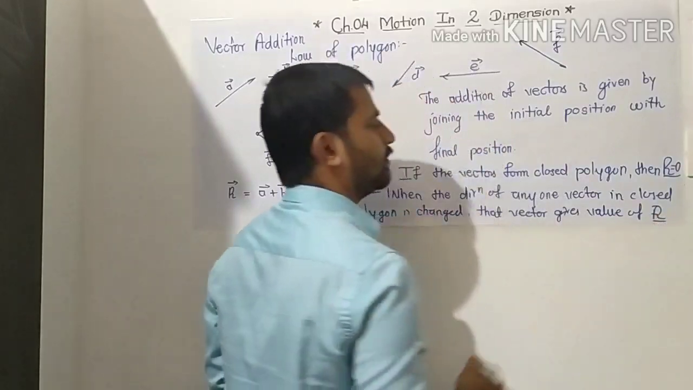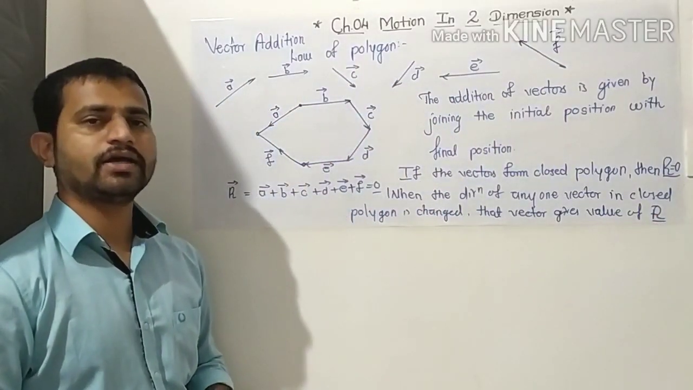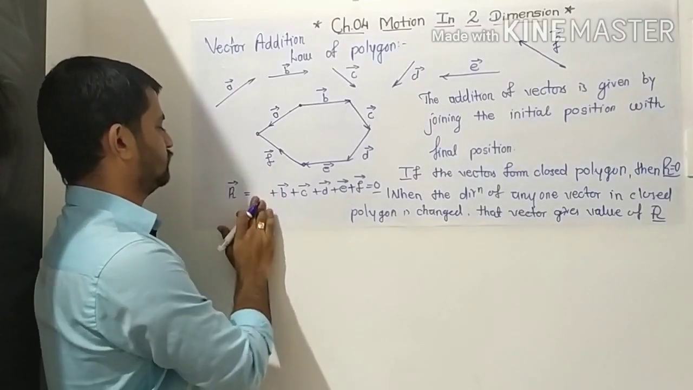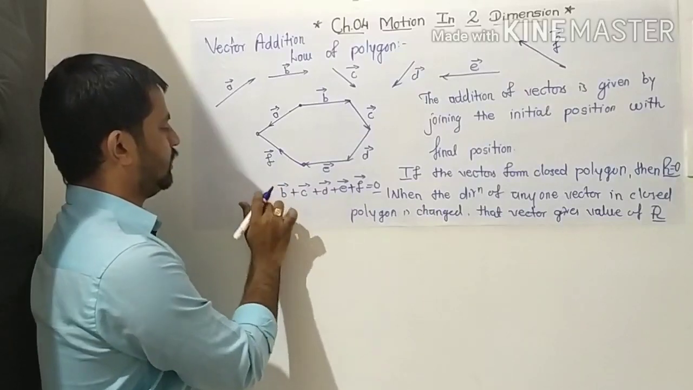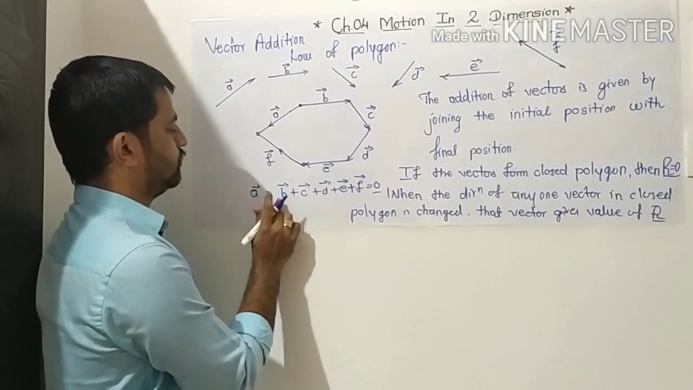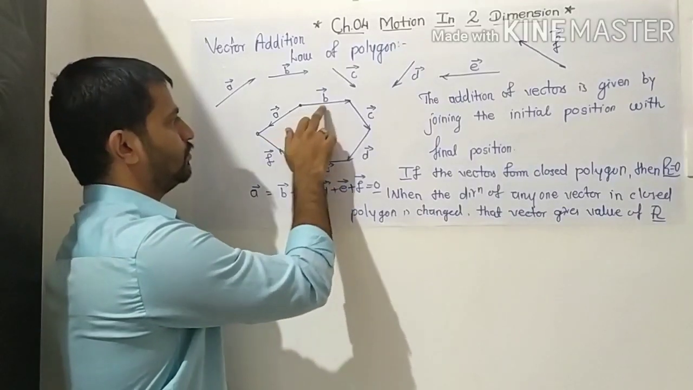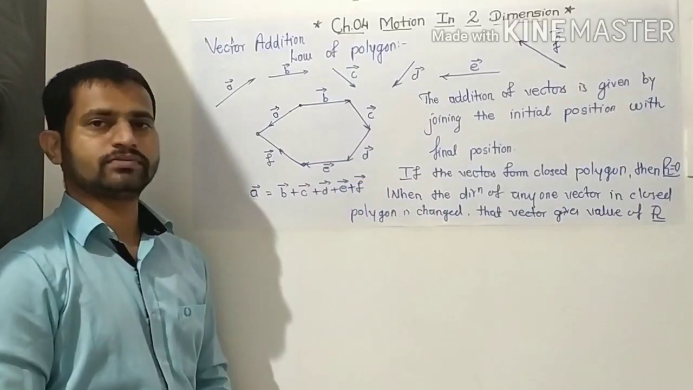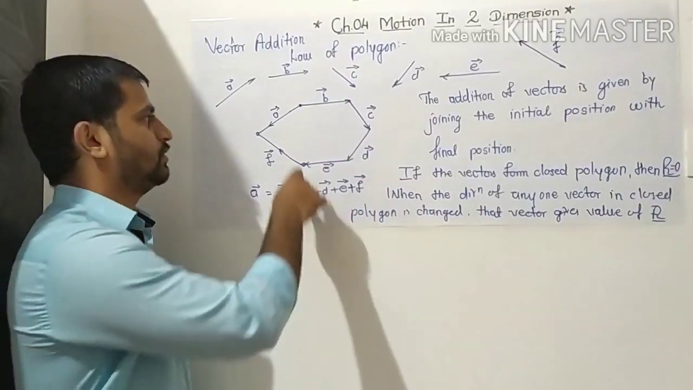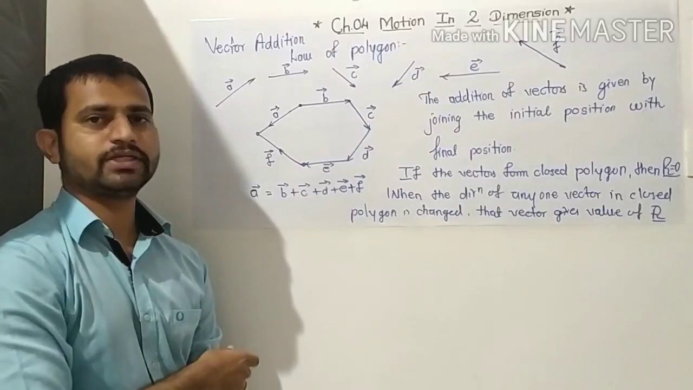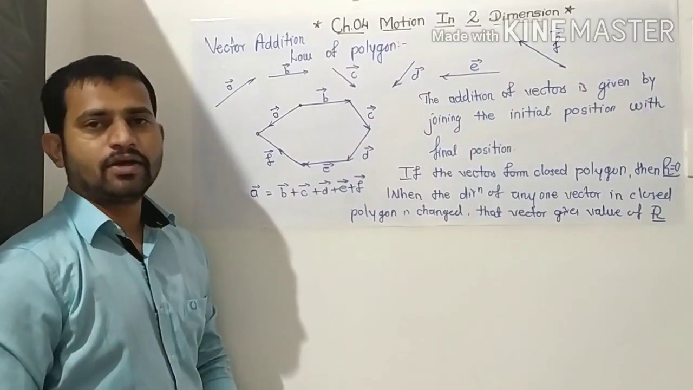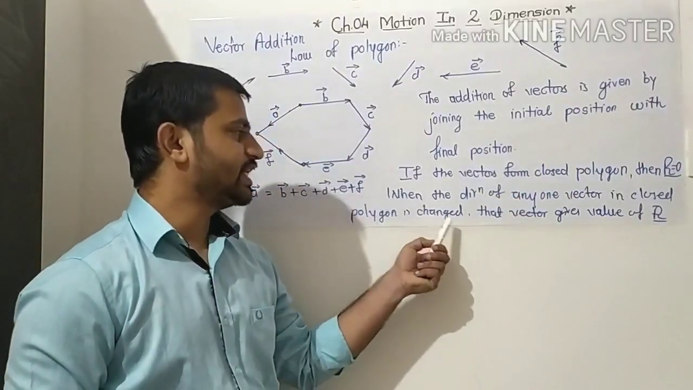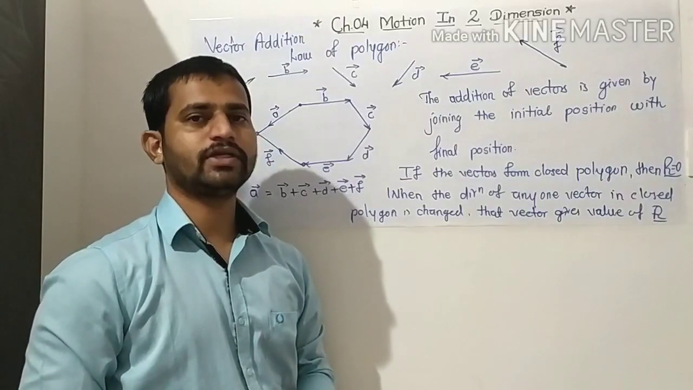Okay, that vector will give us the value of resultant, and here what is the resultant? That A. Here A is equal to B plus C plus D plus E plus F. Okay, it is not equal to 0, because this vector will give us the value of the resultant. The direction of one vector is opposite there. So that's why when the direction of any one vector in a closed polygon is changed, that vector gives us the value of the resultant.